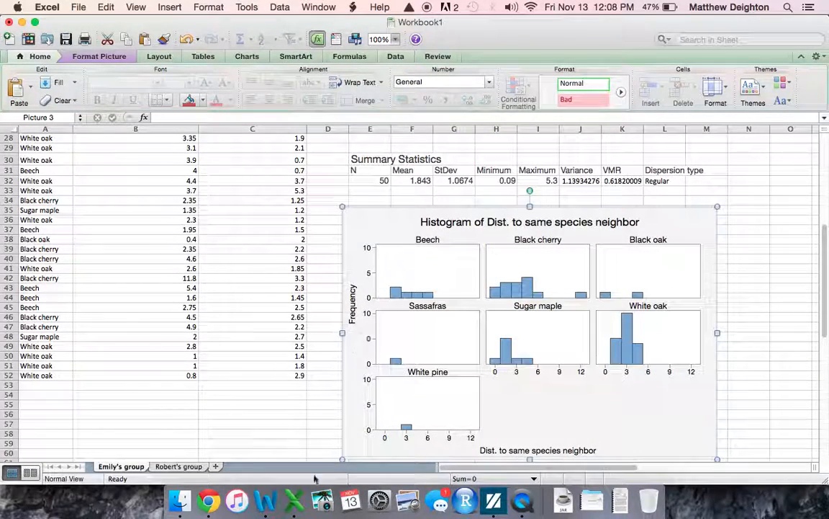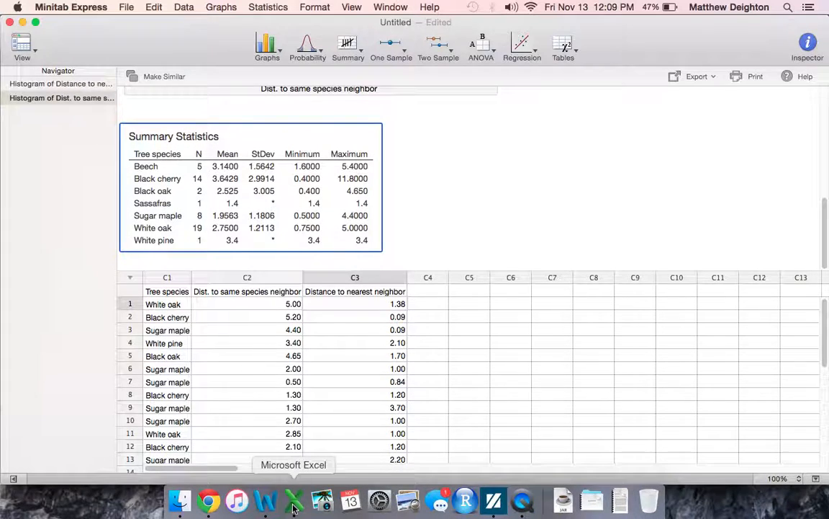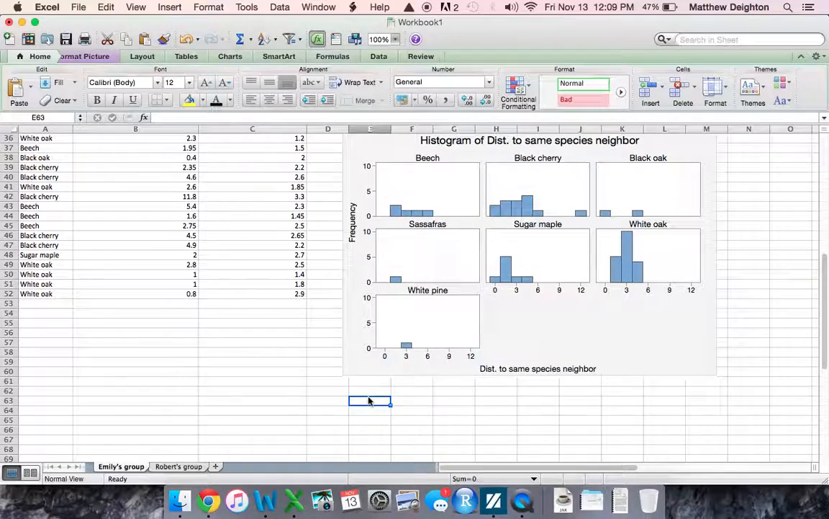And just as we did before, we'll look at those summary statistics. Now this is really nice because it gives you the statistics by species. And obviously, where n was 1, there is no standard deviation, right? So there's just an asterisk there because for these points, white pine and sassafras, we cannot describe the distribution pattern if there was only one tree. So we'll go ahead and copy this into Excel, and we paste it below.